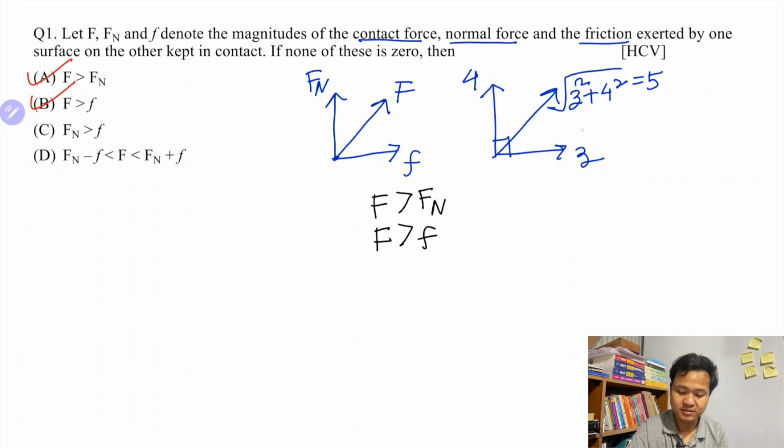It can happen because even if I take 4 here and 3 there, or 3 here and 4 there, the resultant is again 5. So one of them can be lesser than the other. It depends on this angle. So the third option is not correct. To check the answer, you put these values. N minus f is 4 minus 3, which is 1. Capital F is 5. 4 plus 3 is 7. So this is true.